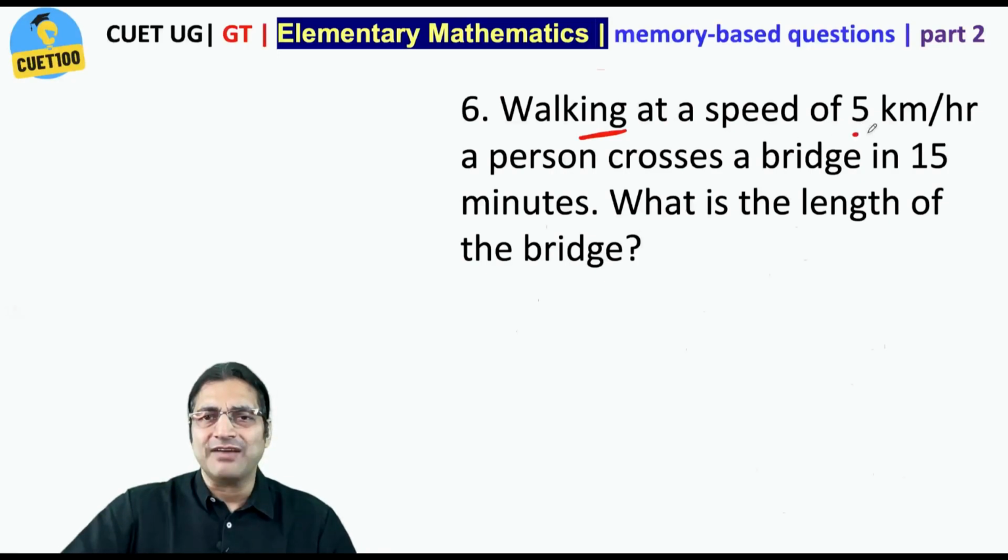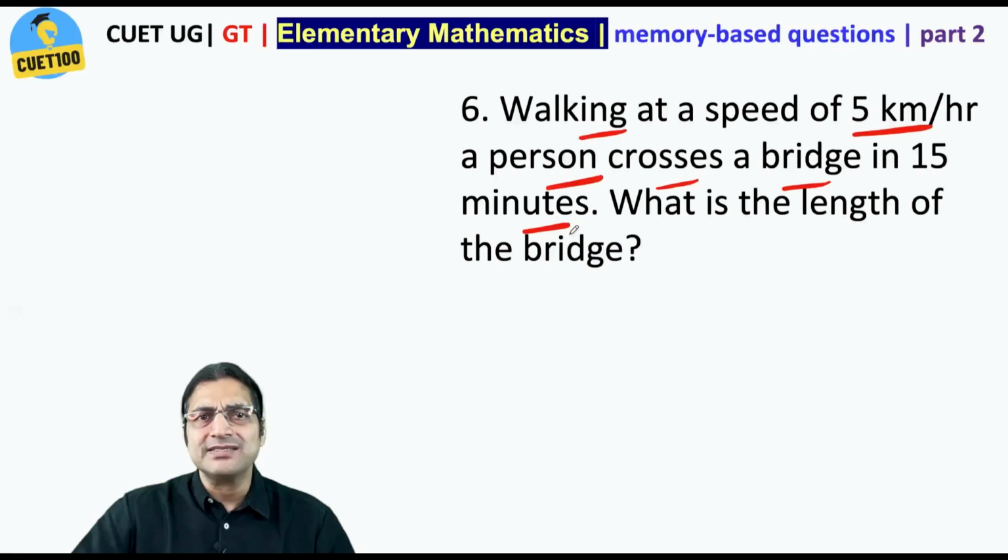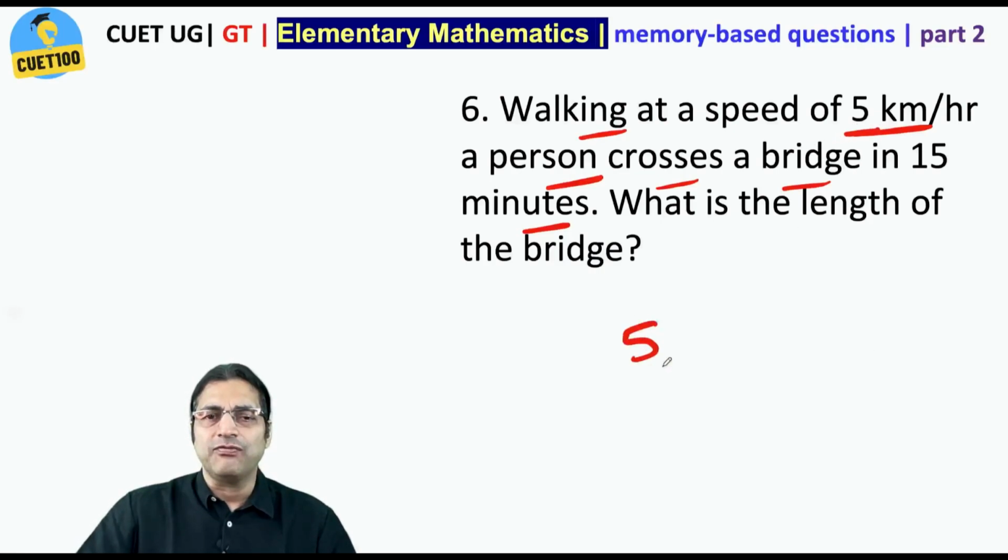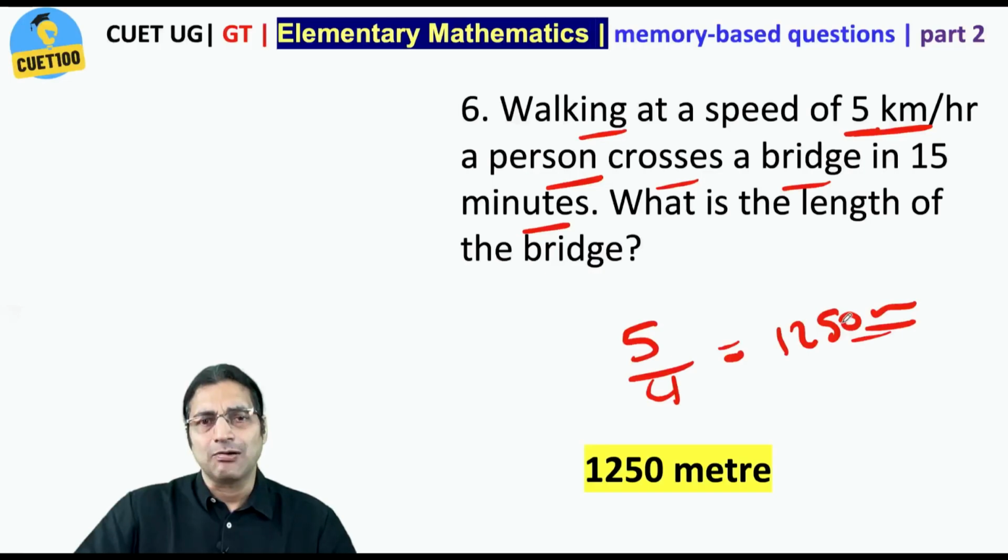Walking at a speed of 5 km per hour, a person crosses a bridge in 15 minutes. Okay, 15 minutes is 1/4 of an hour. His speed is 5 km per hour. So, in 1/4 of an hour, he will do 5 by 4 km, that is 1250 meters. So, that's the answer.